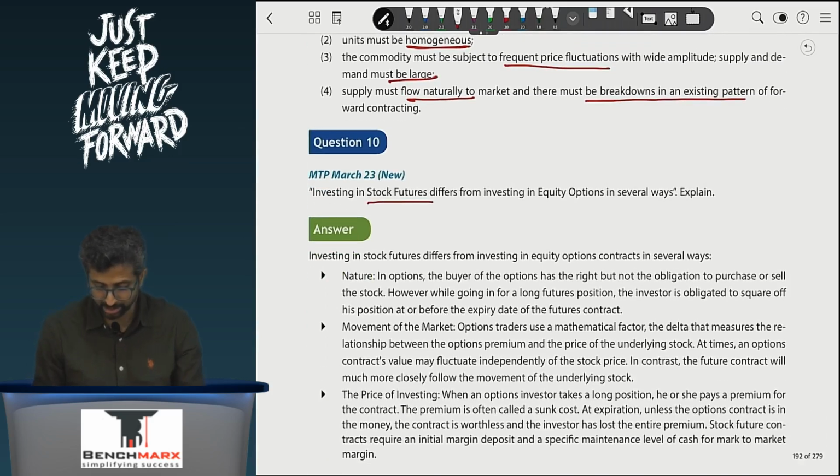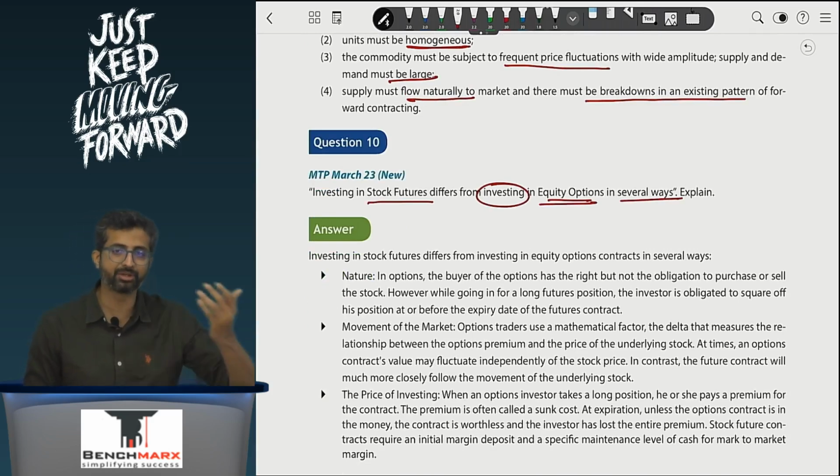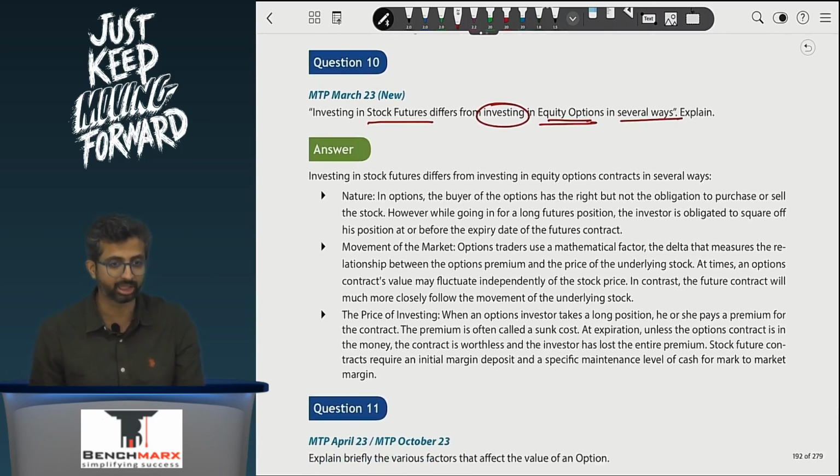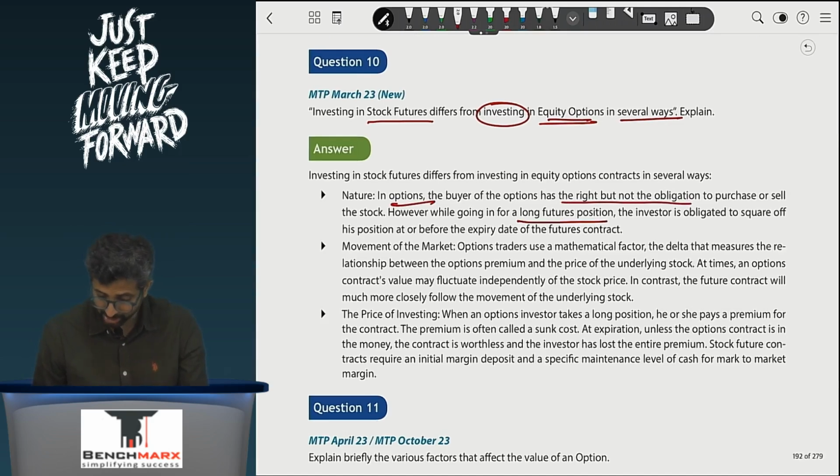Investing in stock futures differs from investing in equity options in several ways. Now to be honest, this is nothing but the difference between futures and options. They are saying that it differs in various ways. Why? एक जगह पे premium होगा, one place premium will not be there. At one of the places there would be, let us say, margin, other places it would not be there. At one place you have the right and obligation both, in other place you only have the right, no obligation per se. So as nature, options you have the right but not the obligation. In futures, investor is also obliged. Price of investing, they have to pay premium. In futures you don't have to pay premium, something like that. You can note down a few points.